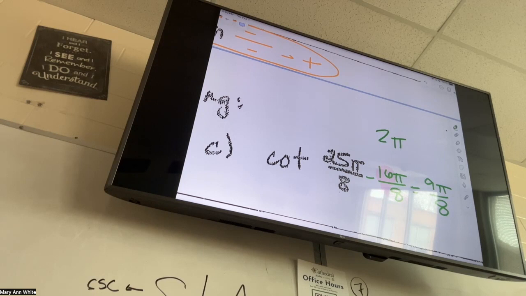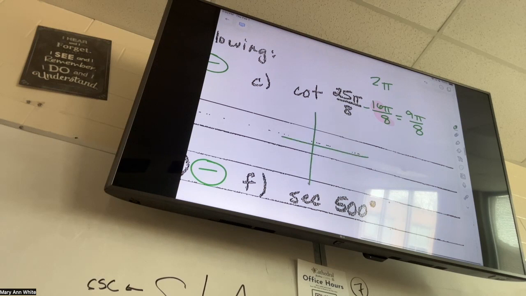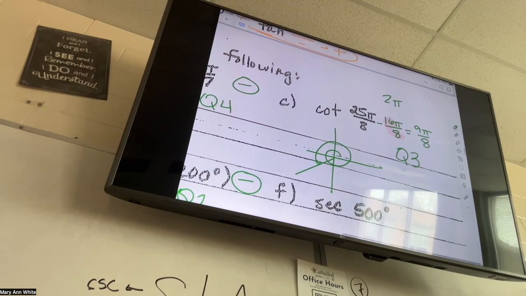Is it more than or less than a pi? Yeah. A little bit more than a pi, so it's going to be in quadrant 3. Essentially, what we did is we went around once, and then we went around a little bit more than a pi, and stopped right about there. Now, cotangent in quadrant 3 is what? Positive. Because we know tangent in quadrant 3 is positive, and cotangent and tangent line up together.